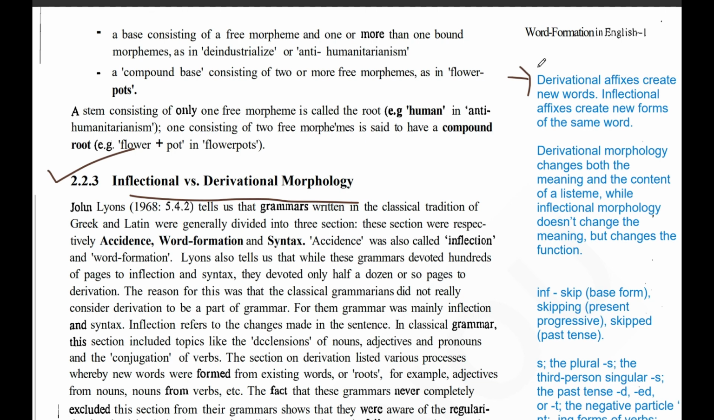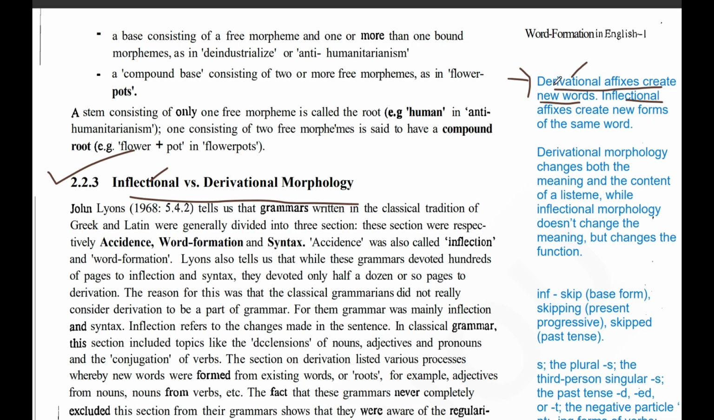It's just one page. So you could read it and it would give you further information. So there are two kinds of affixes, derivational affixes and inflectional affixes. Derivational affixes create new words. Inflectional affixes create new forms of the same word.